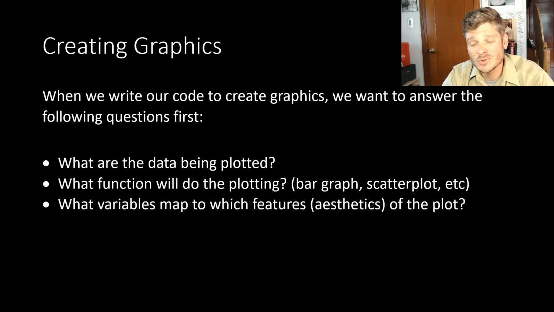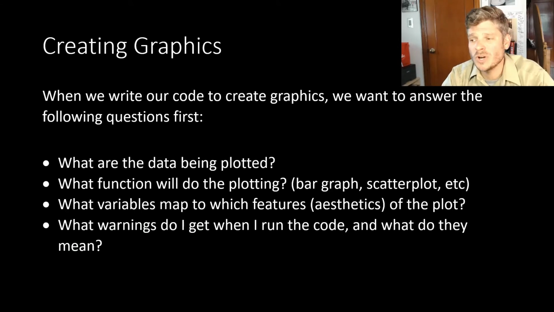What variables map to what features or what aesthetics of the plot? Again, am I separating out by variables? And when we do those different types of features, we call those our aesthetics in R.